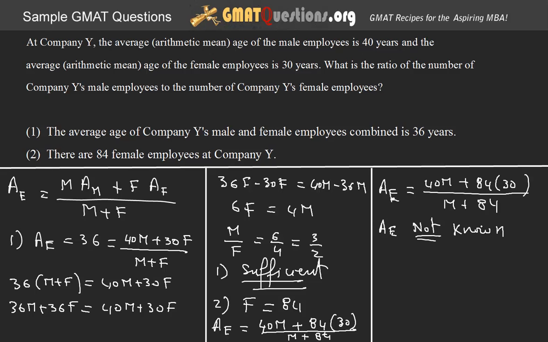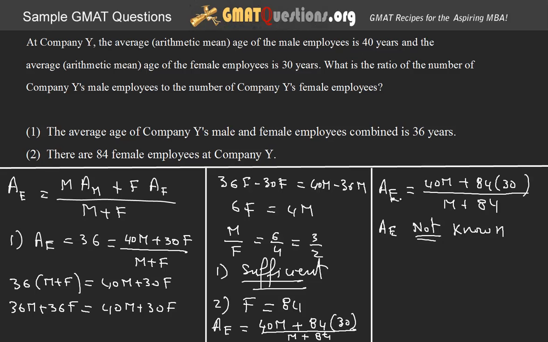Compare this with what we did in number one. In number one, we had 36, so we did this manipulation in order to find m over f. Here, it's going to be impossible to find m over f in terms of something that is known. We can possibly isolate m over 84, but we will not know a real value for it because we do not know A_E. We do not know A subscript E.